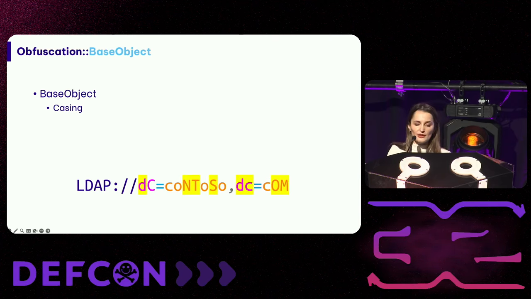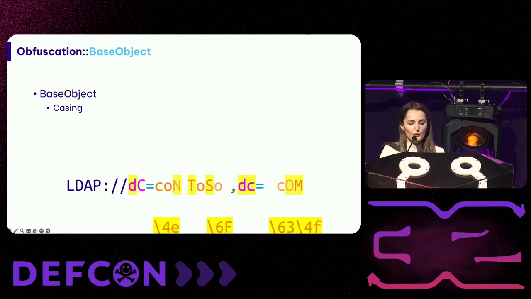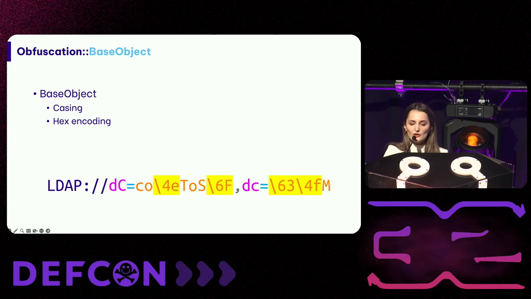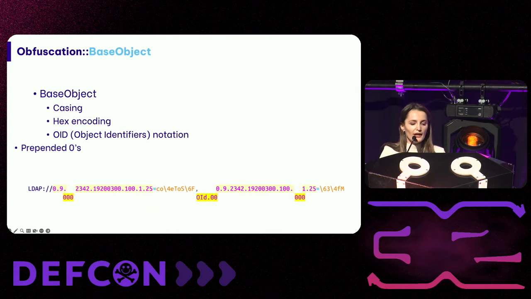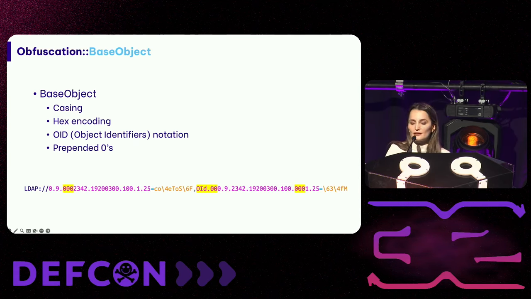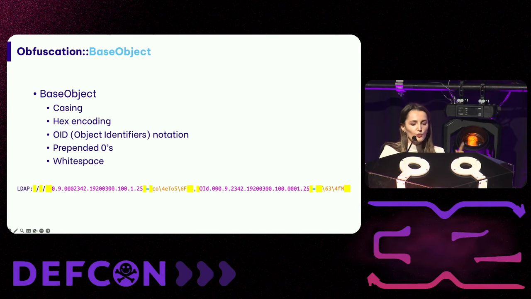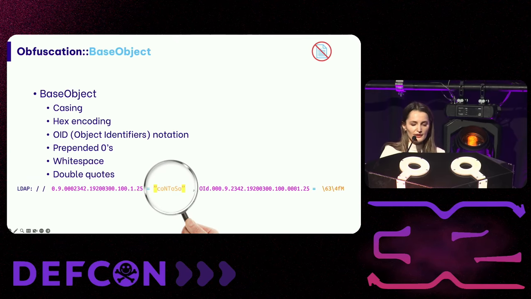All the tricks we've seen until now still work, for example, the casing we can play. You can also do the hex encoding for the value portion. You can use the OID notation of the attributes, and it also supports the OID prefix as well as the LDAP prefixes. White space can be added at the end as well as between the slashes of the LDAP prefix. Something interesting is that it's true for the base object, but not for the value in the filter: as long as hex is not present, you can encapsulate it with double quotes, and it will show up this way in client-side logs, but it's not going to look like this in server-side logs.